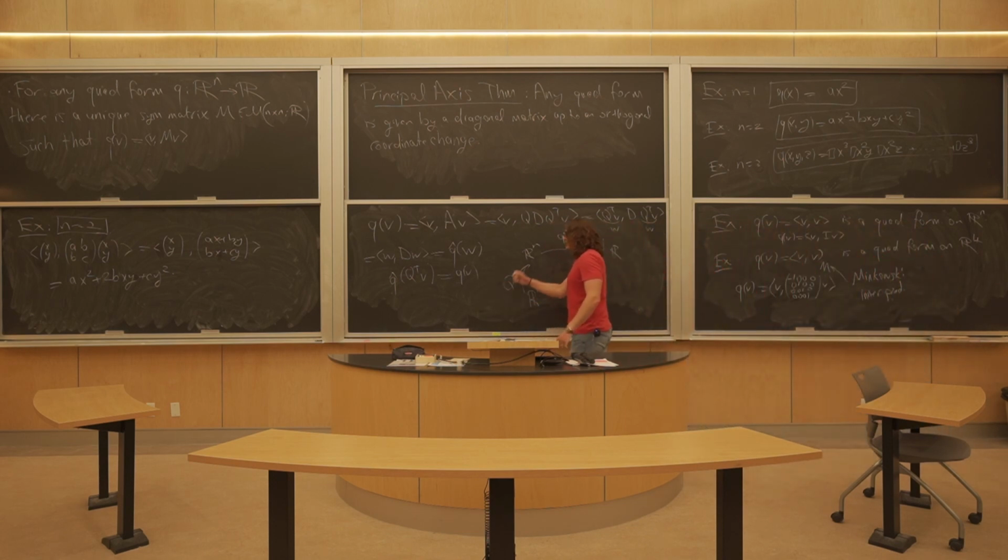And certainly its columns, based on the spectral theorem, are this eigenbasis that is orthonormal for A. Those columns are called the principal axes of Q. So let me write a T here too.